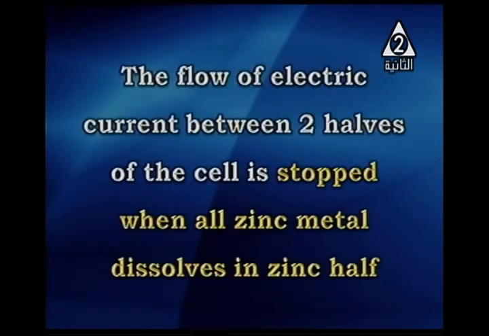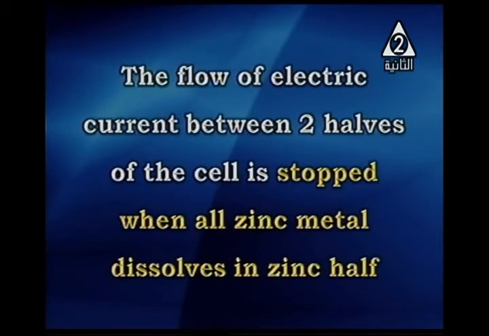In this part, the flow of electric current between the two halves of the cell is stopped when all the zinc metal dissolves in the zinc half. Why? Because the chemical reaction will stop, because we have no electrons to move. I need the electric energy from electrons. This is the reason for this part.